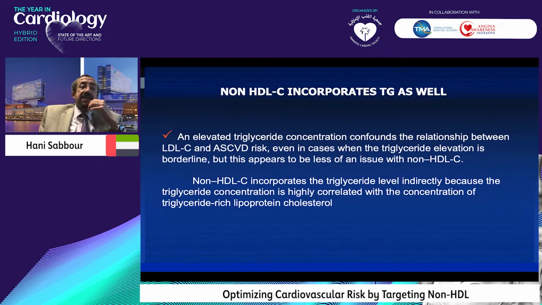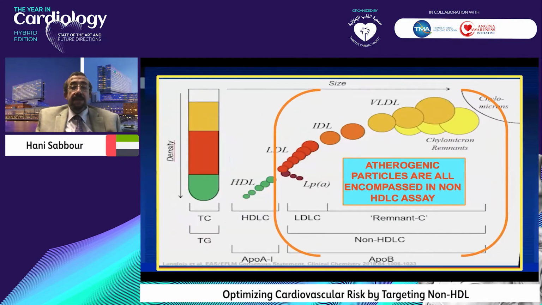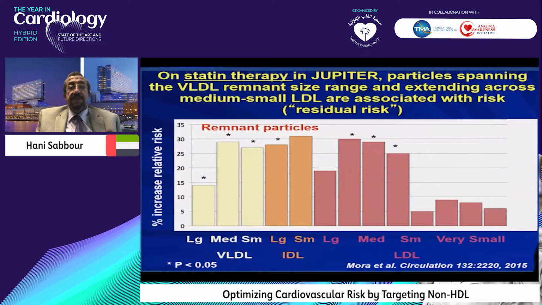So non-HDL-C also incorporates triglycerides, and an elevated triglyceride concentration changes the risk profile, particularly when the triglyceride elevation is borderline. And this is not an issue with non-HDL-C. It actually incorporates the triglycerides indirectly because triglyceride concentration is highly correlated with the concentration of the triglyceride-rich lipoproteins that we just mentioned. So these atherogenic particles are now encompassed in the entire non-HDL-C assay, and as I mentioned, it doesn't require fasting, it's cheap, it's very effective.